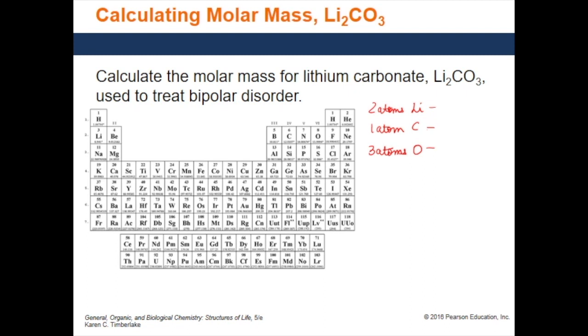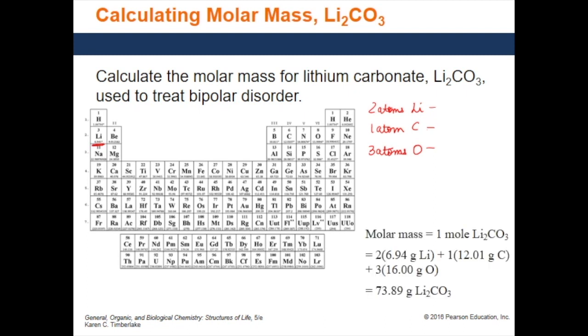So what is the mass of 1 atom of lithium? You will look for your periodic table right here, this number. Always go for 2 sig figs. So 2 atoms of lithium would weigh 2 times 6.94 grams of lithium. Next we have 1 atom of carbon. Carbon is right here. You can see the number is 1 atom of carbon weighs 12.01 grams.